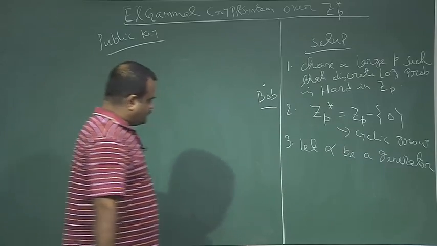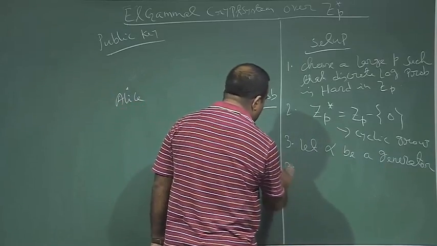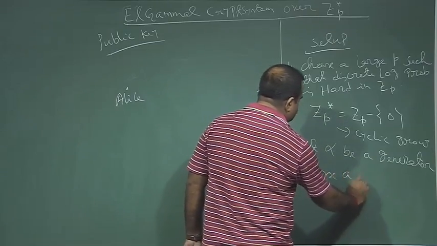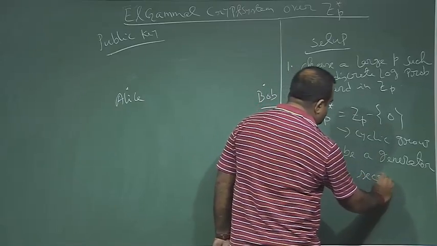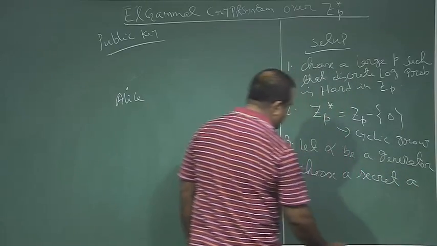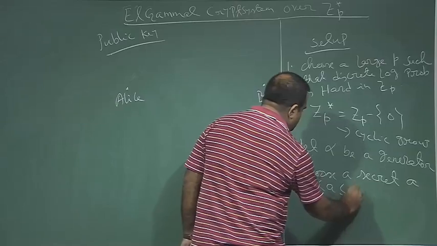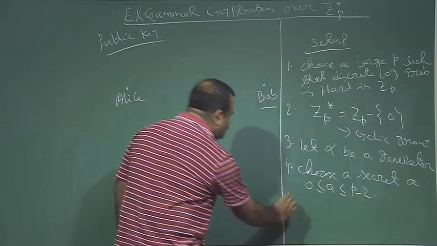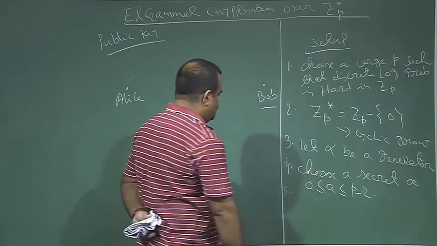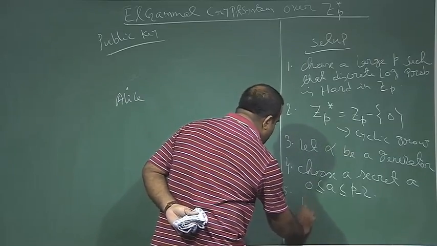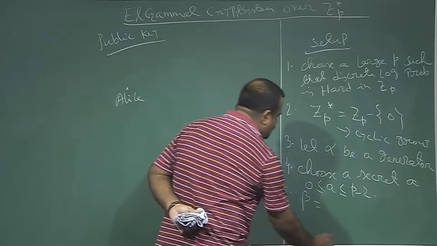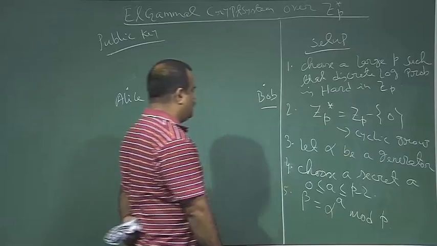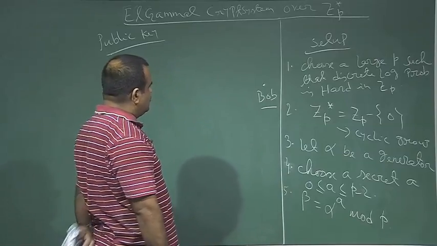Okay, so now Bob chooses a secret a, where a lies between 1 and p minus 2, and Bob computes beta, which is basically alpha to the power a mod p. Okay, so this is the setup phase.